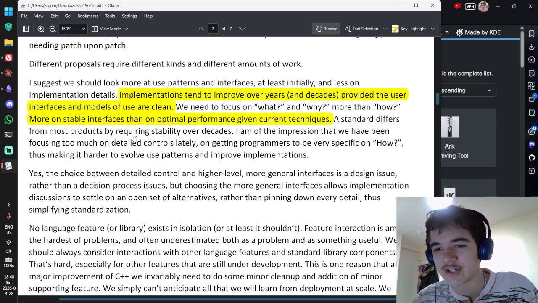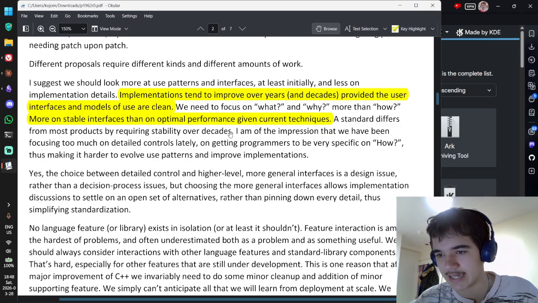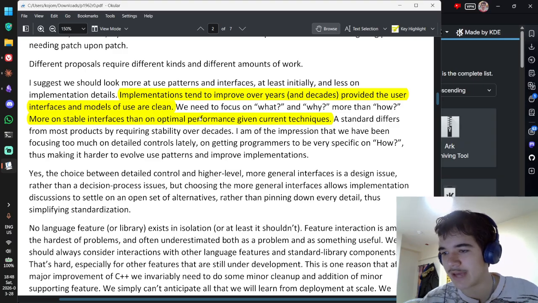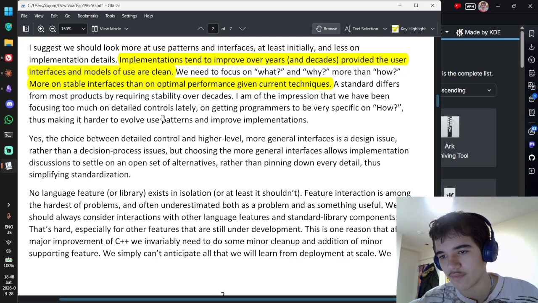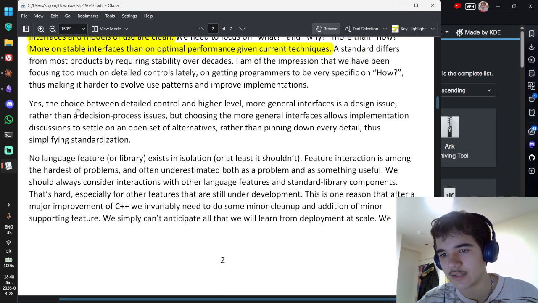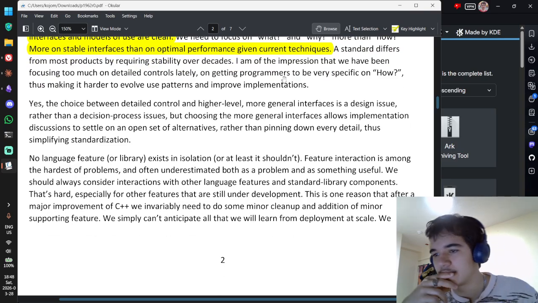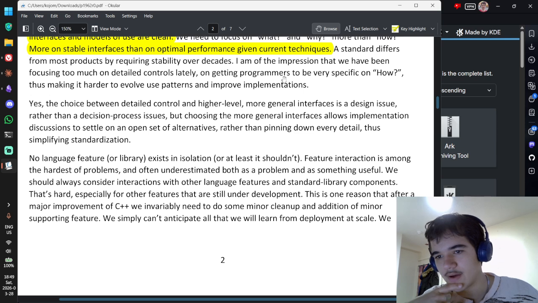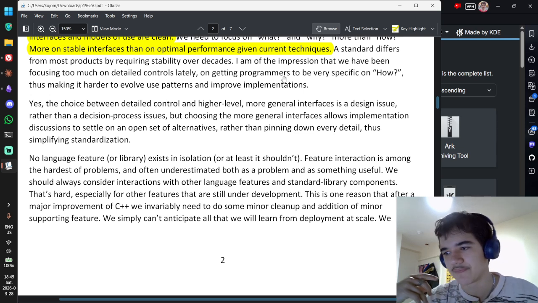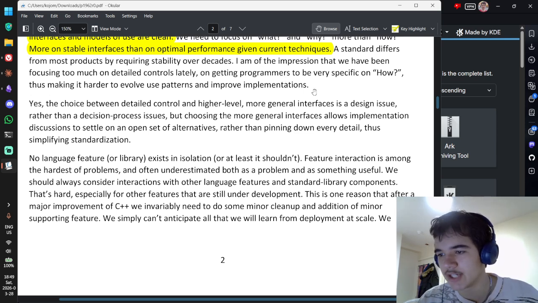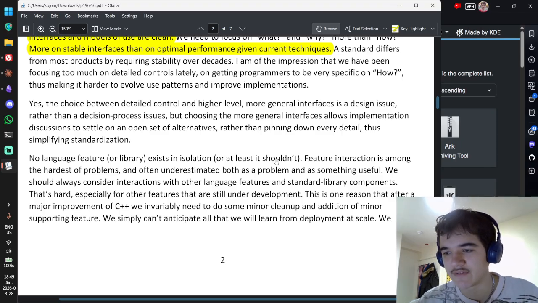Right. A standard differs from most products by requiring stability over decades. I am of the impression that we have been focusing too much on detailed controls lately. Yes, the choice between detailed control and higher level, more general interfaces is a design issue, rather than a decision process issue. But choosing the more general interfaces allows implementation discussions to settle on an open set of alternatives rather than pinning down every detail, thus simplifying standardization.